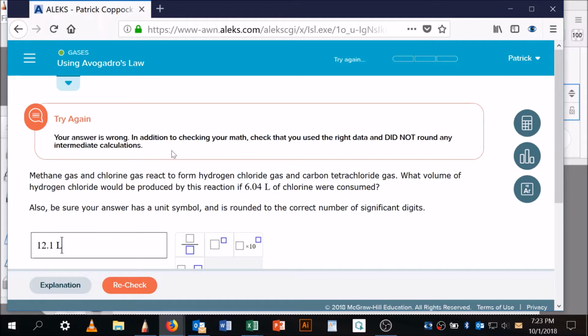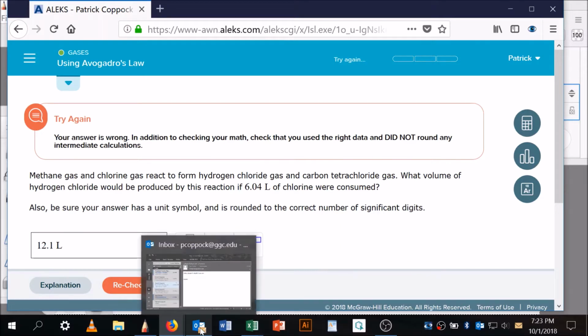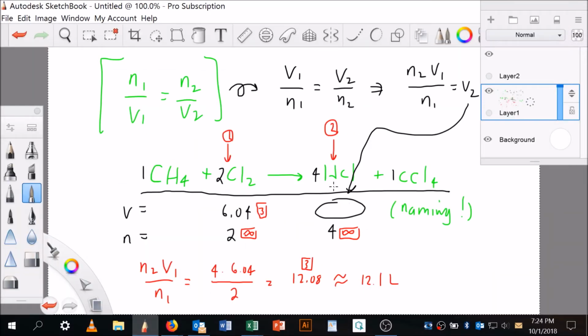Your answer is wrong. In addition to checking your math, that you did not round any data. Did I do that in my head? I did. Where did I go wrong? Oh, I didn't balance this right. Look at that. Oh, that hurts. I'm really sorry, folks. I'm going to leave this on here, though, because I didn't balance this right.